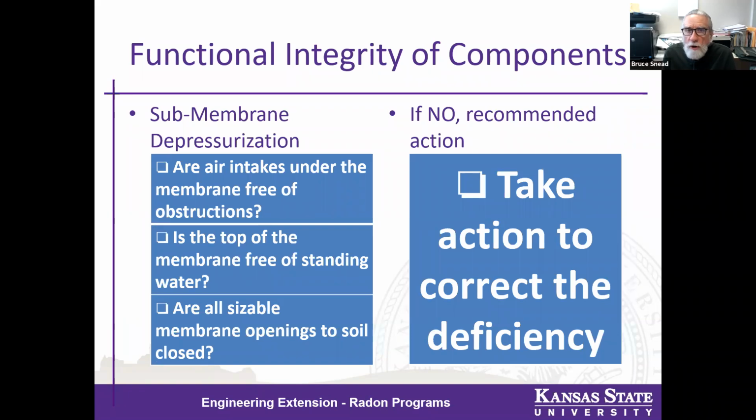For sub-membranes and crawl spaces, are air intakes under the membrane free of obstruction so air can be drawn? Is the top of the membrane free from standing water? And are there sizable membrane openings to the soil that are closed? We want a well-sealed membrane as much as is possible when the crawl space is accessible.